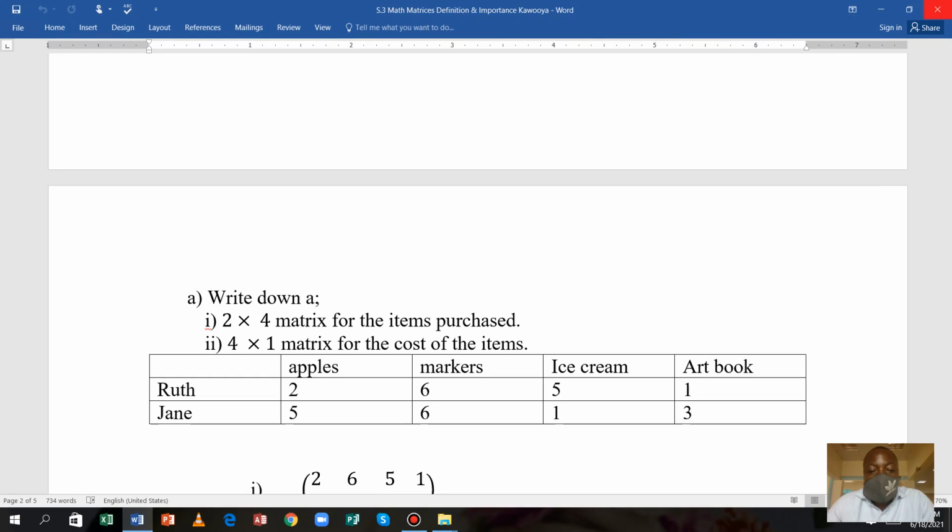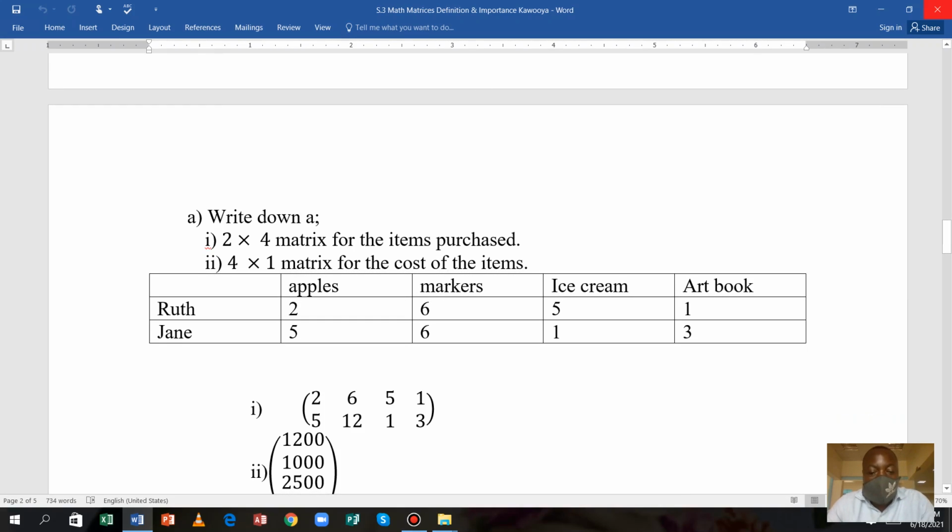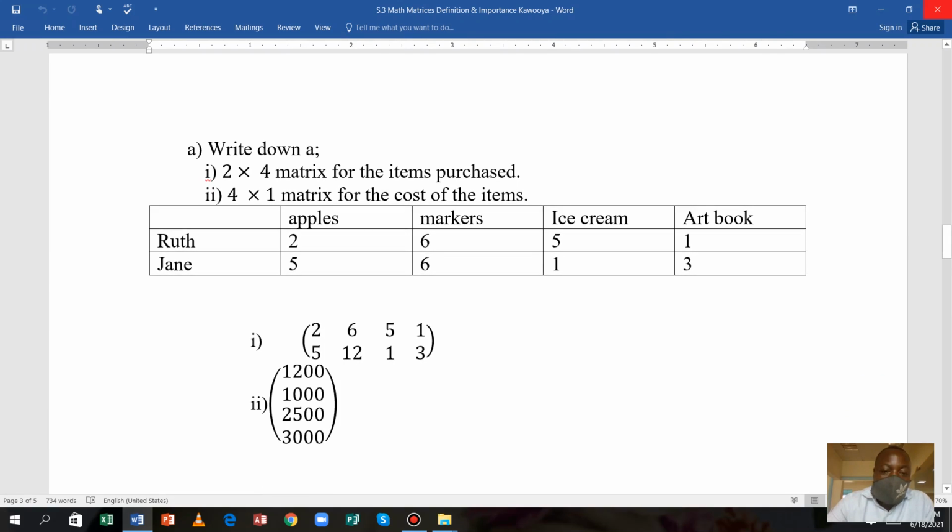You can see how the purchases are represented in a table, and from a table we can form a matrix. Then also the costs for the different items can be represented in a matrix of 4 by 1. We are seeing we have 4 rows, okay? So the order of that matrix is 4 by 1, 4 rows, 1 column. The one of items is a 2 by 4. We have 2 rows and 4 columns.